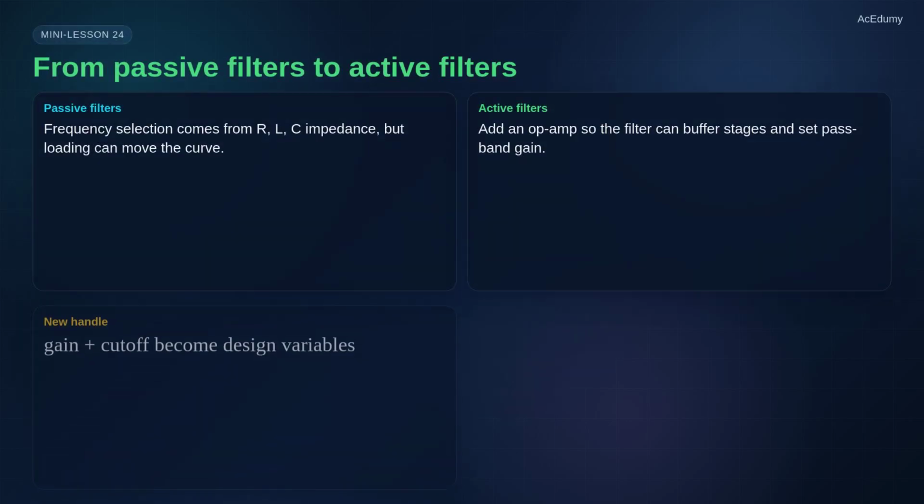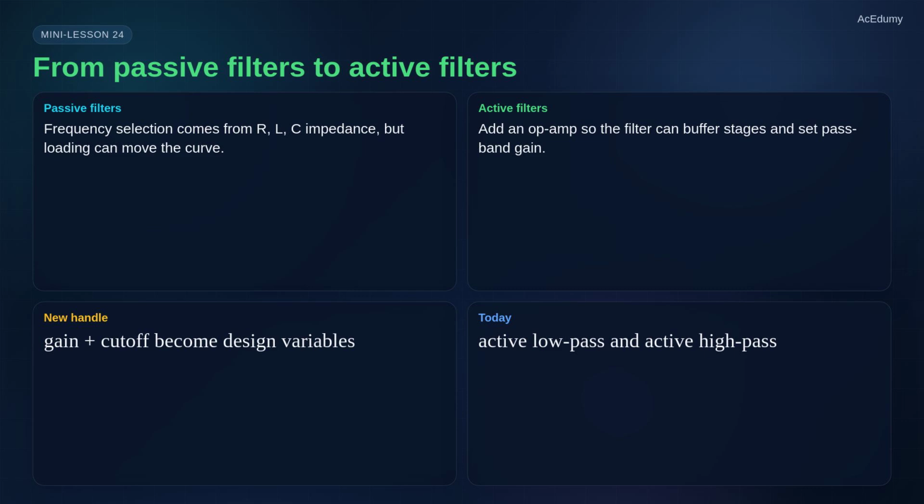Passive filters gave us the four basic shapes: low pass, high pass, band pass, and band reject. But passive filters cannot create voltage gain, and the response can change when the next stage loads them. Active filters add an op-amp so the frequency selection and the signal gain can be designed more deliberately.